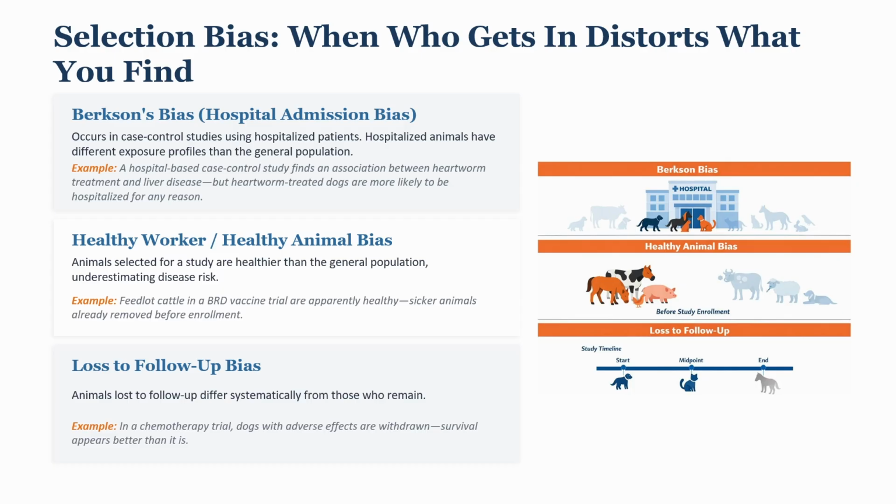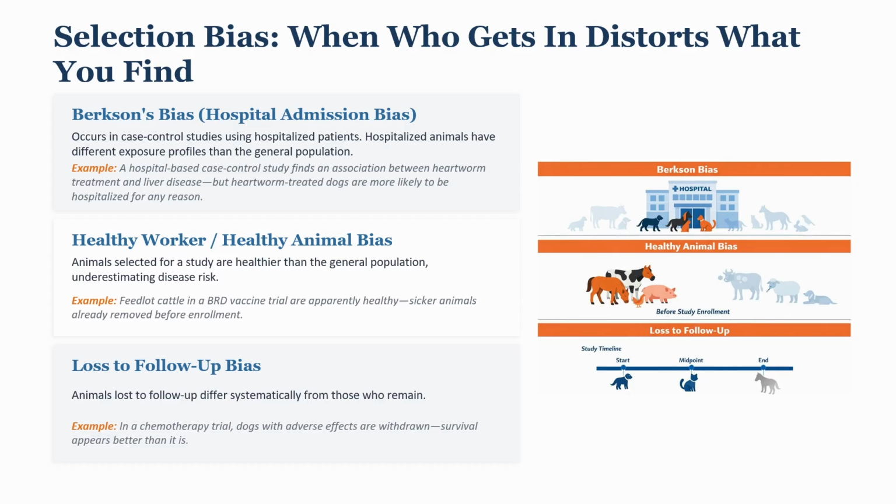Berkson's bias, sometimes called hospital admission bias, is a classic problem in case control studies that recruit cases and controls from a hospital population. Hospitalized animals are not representative of the general population. They're there because they're sick, and the range of conditions that brought them in is narrowed by the referral patterns of the hospital. If both your exposure and your outcome are more common in hospitalized animals for independent reasons, you can observe an apparent association that doesn't exist in the general population.